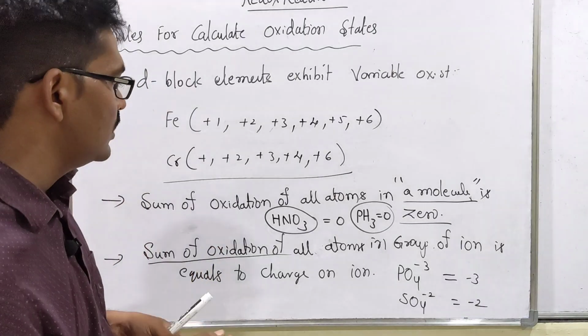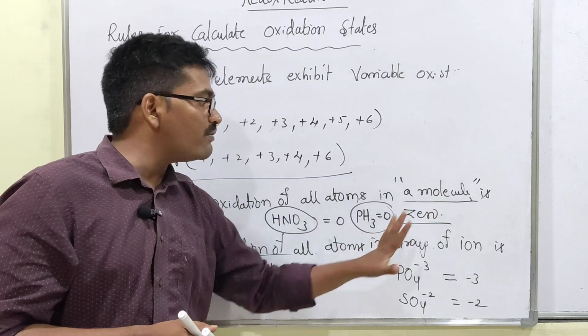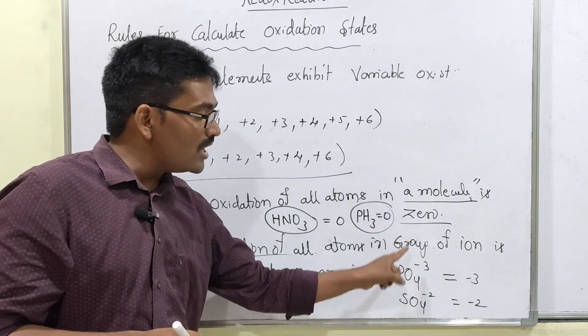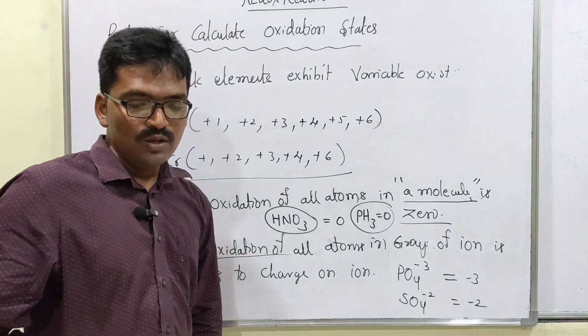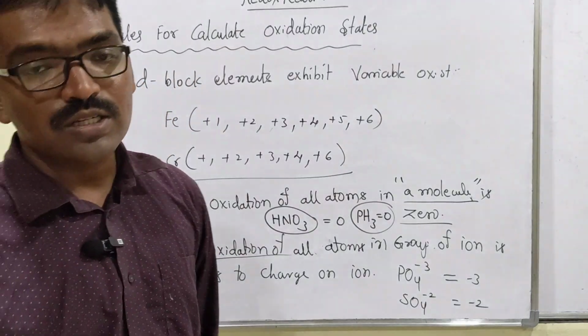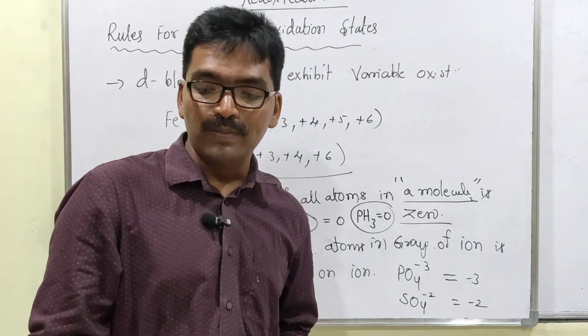Clear, my dear students? So in case of an ion, the sum of the oxidation states of all atoms in the group is equal to the charge on that ion. Clear? So these are the rules to find out the oxidation state. Now we'll see some questions based on it.